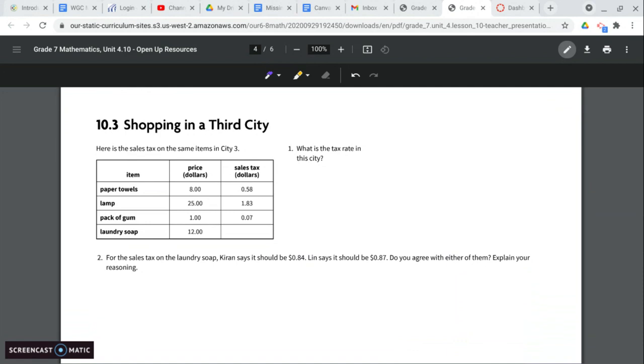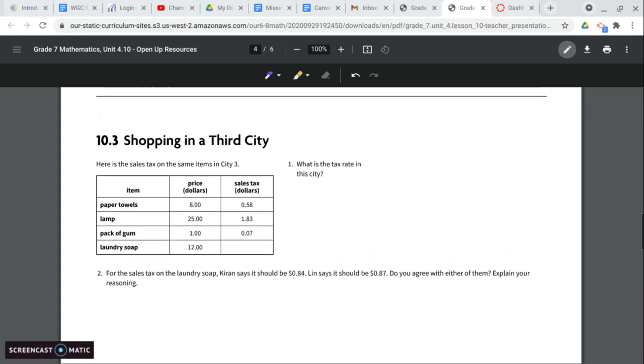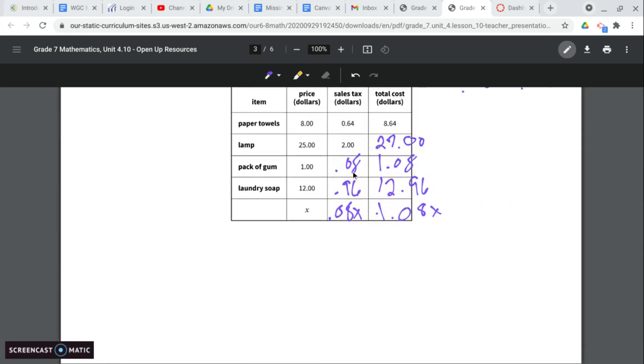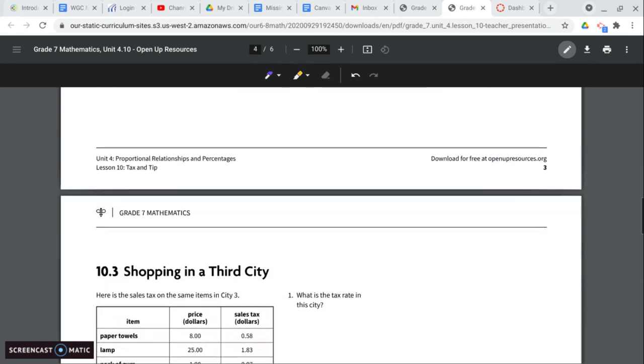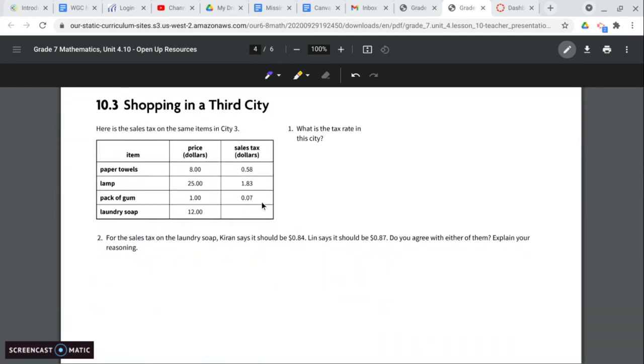All right, shopping in a third city. Here's the sales tax on the same items in city 3. What is the tax rate in this city? So if we look, we've got $8. The sales tax is 58 cents. Lamp was 25, so it's $1.83. Pack of gum is $1, so it's 0.07. Laundry soap we don't have, but we could find it. But remember, the $1 pack of gum always showed us what our rate was. And so it'd be 7 cents, so 7%. So using that 0.07, that would give us each of these values.